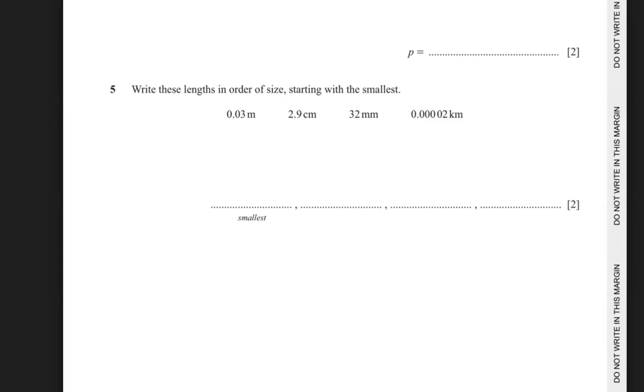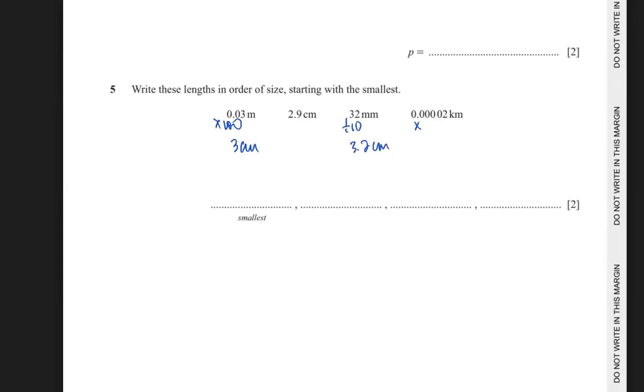So the trick is to convert them into the same unit. We're going to change everything to cm. I believe this is easier for everyone. So meters to cm, we times 100. So this is 3 cm. mm to cm, we times 10. So this is 320 cm. Sorry, divide by 10. My bad. Divide by 10, so this is 3.2 cm.